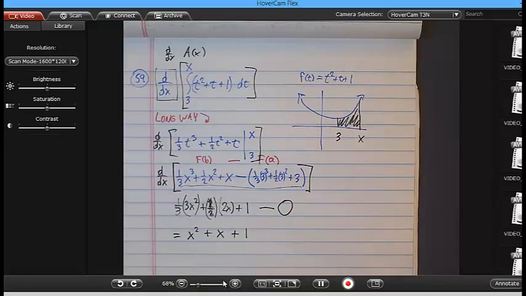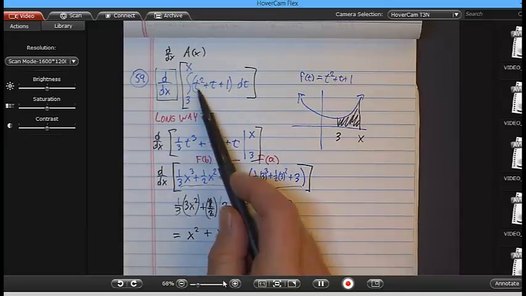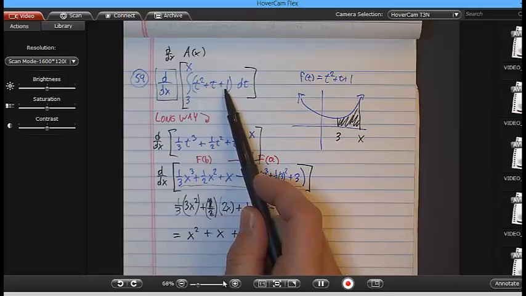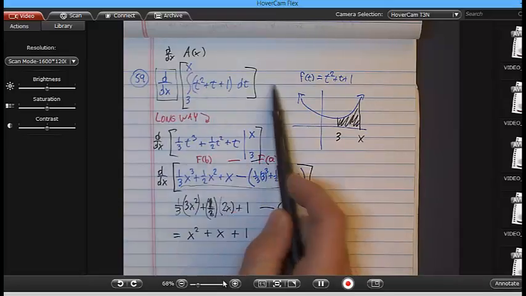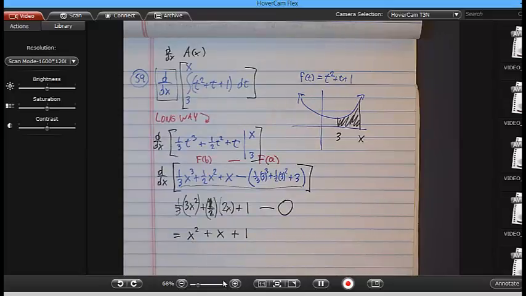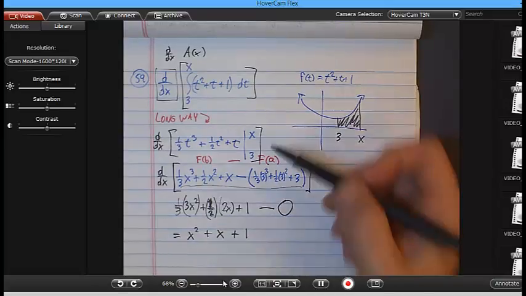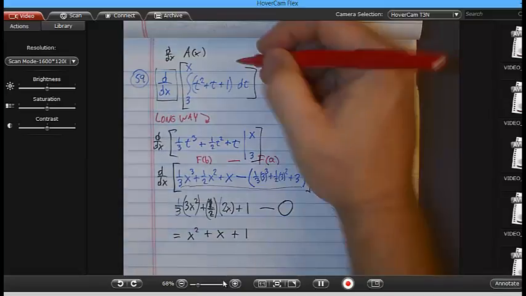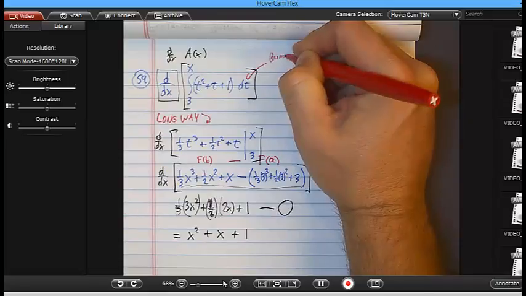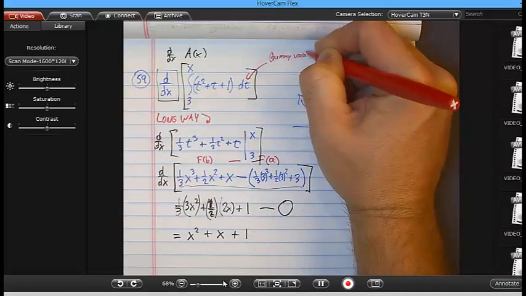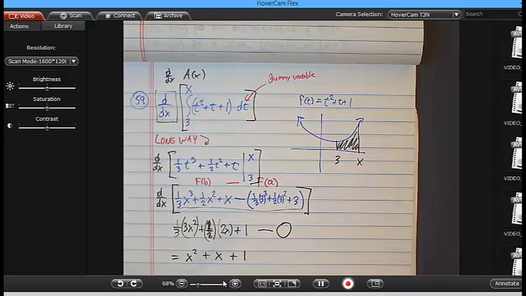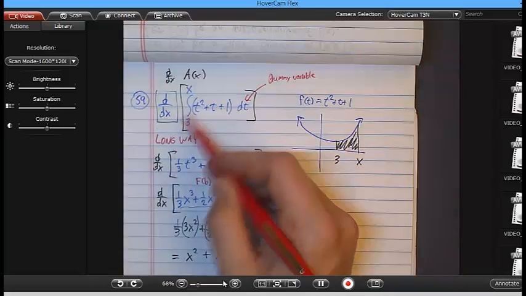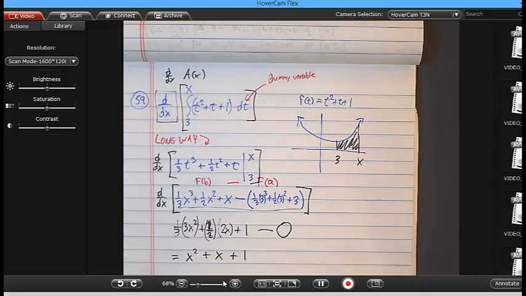Wait a minute. What was the original function inside the area function? T squared plus t plus 1, right? And now the derivative of that is x squared plus x plus 1. Got it? So that's easy. All you have to do is replace what the book calls the dummy variable with x. And you get the derivative. But that makes sense. The derivative of the antiderivative.